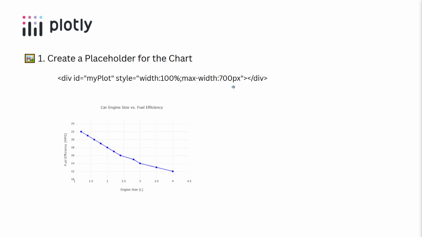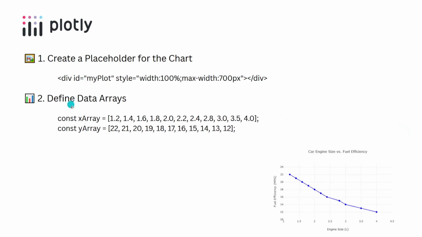After that, we are going to create this kind of graph in our example. As you can see, in our x-axis direction we defined engine size in liters, and in our y-axis direction we define fuel efficiency in miles per gallon. So to create this kind of chart, first we need to define the div element where we are going to display the chart. Then inside the script tag we need to define data arrays.